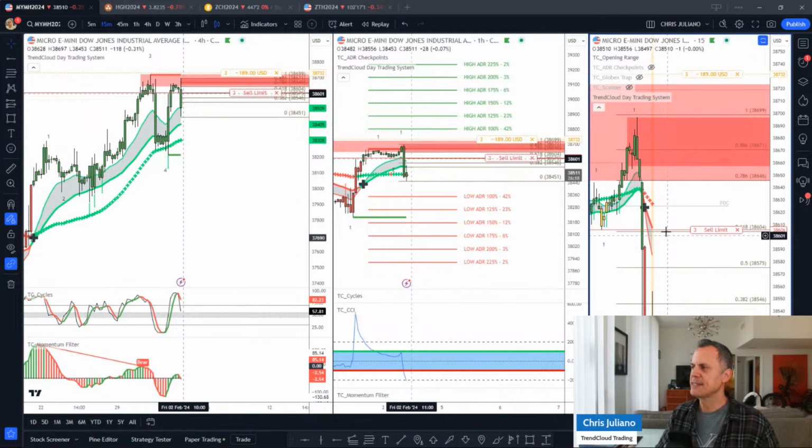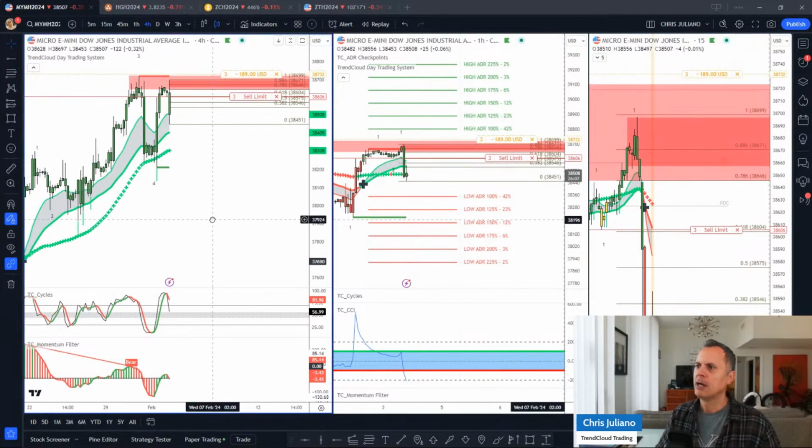We're going to be pulling back into that 15-minute trend cloud right here. And that happens to be a 618 retracement. So we'll see. We'll take a chance on it. We'll see what happens here. We're choosing to take the momentum.